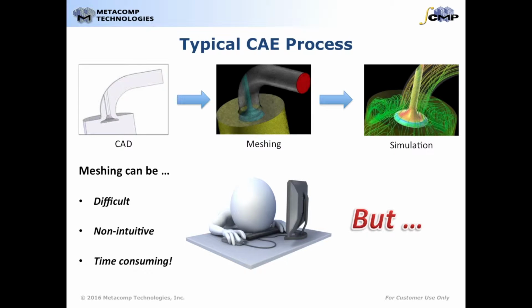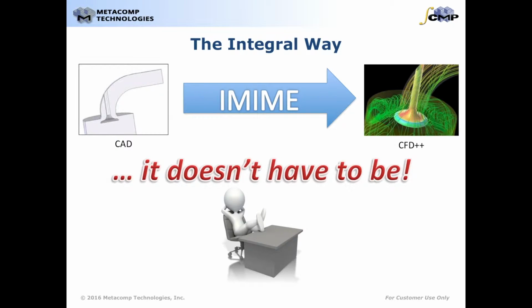The typical computer-aided engineering, or CAE process, begins with a 3D CAD model representing the volume that forms the basis of a simulation. This three-dimensional model must be subdivided into small volumes known as cells or elements. This process of subdividing the 3D model is known as meshing and can be difficult, non-intuitive, and time-consuming. But we believe it doesn't have to be.